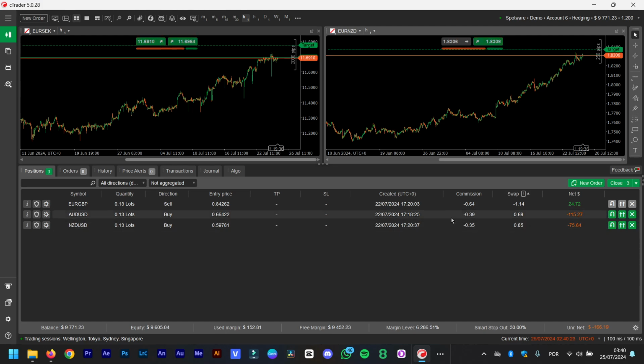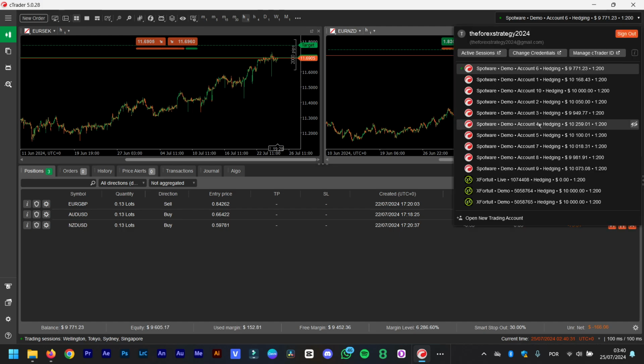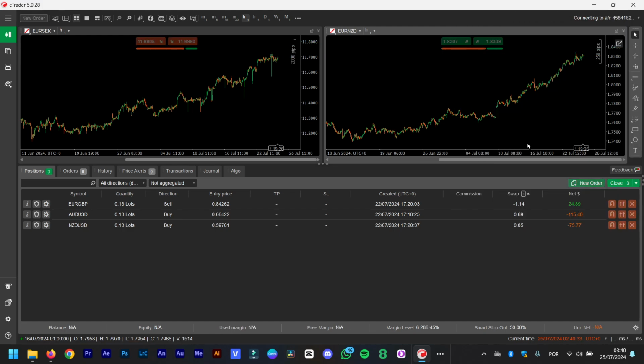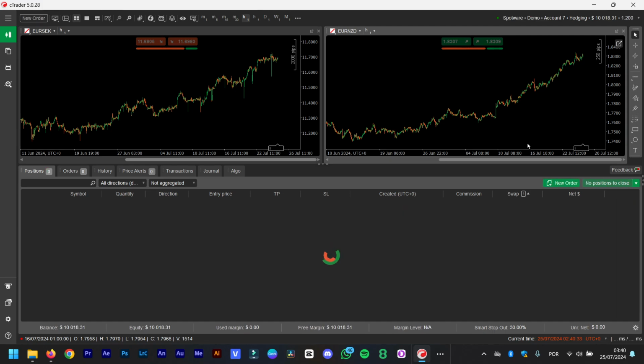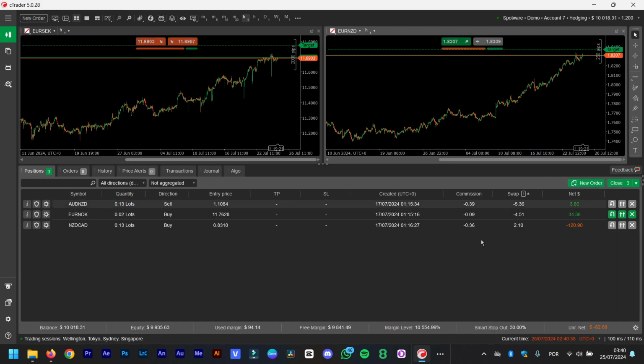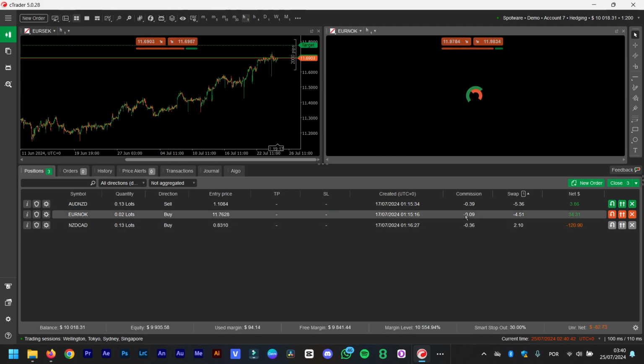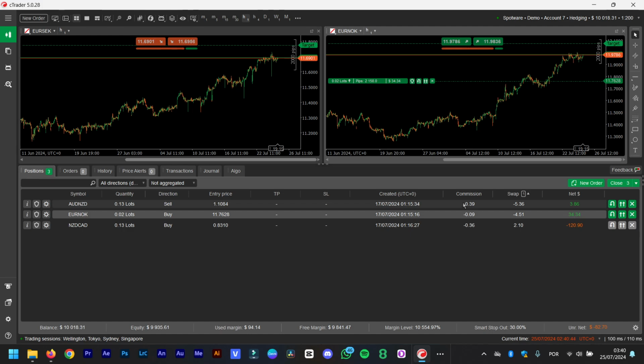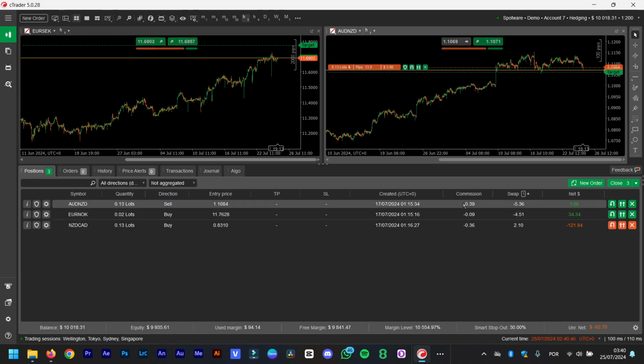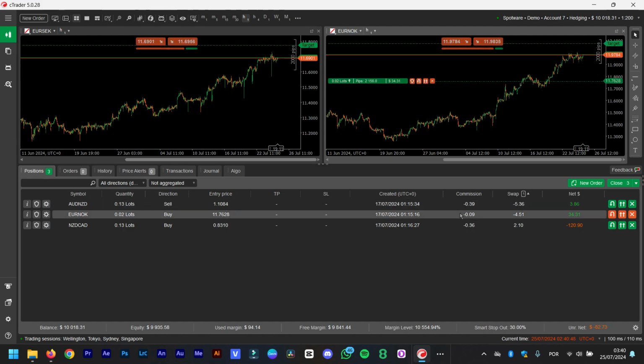Account number 6, I have one trade positive and the other two trades are negative. So I gotta wait as well. Account number 7. Well, this one's at 10,000%. But unfortunately, because I barely have any profits here, I'm just gonna have to wait a little longer. I'm gonna try and wait a little longer to see what's gonna happen with this trade right here.